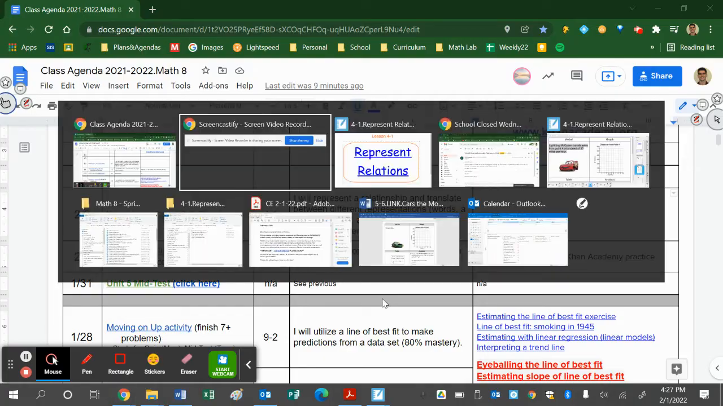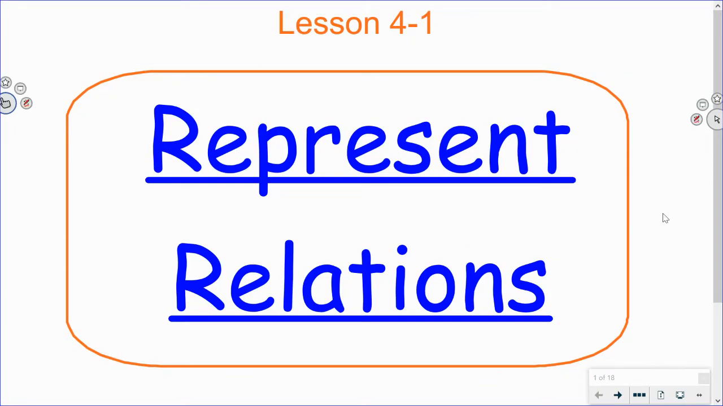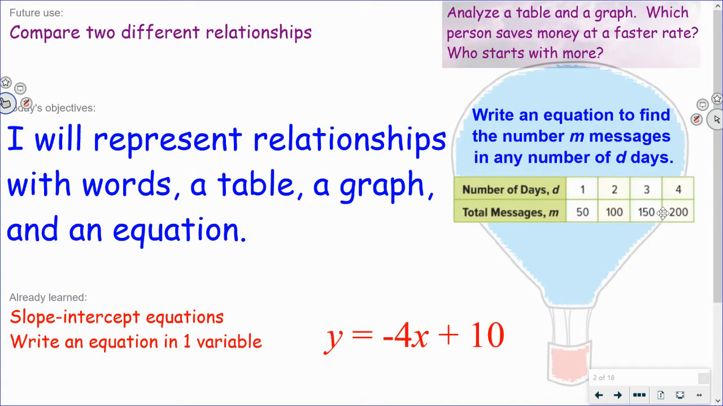This is Mr. Callan here to help you with, how about this? Chapter 4, Lesson 1, we're calling it Represent Relationships. All right, goal today, I will represent relationships with words, with a table, with a graph, with an equation, different ways of representing the same thing.